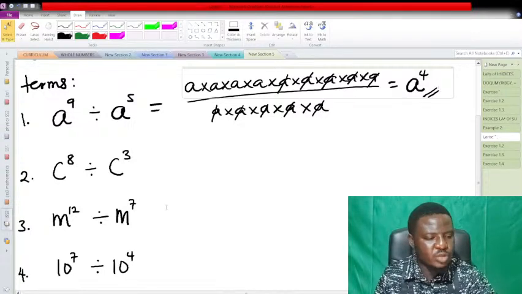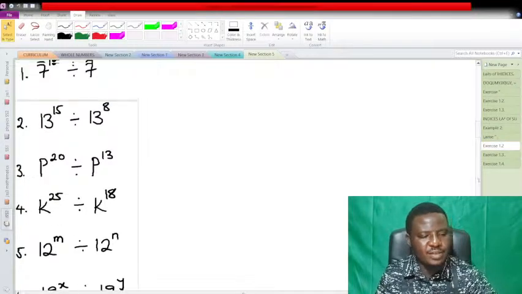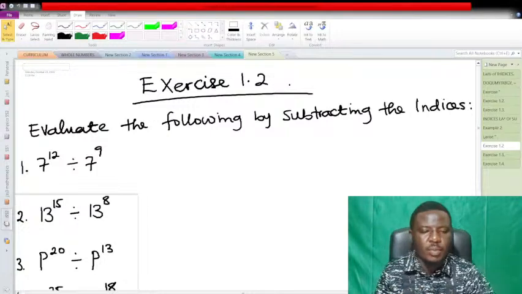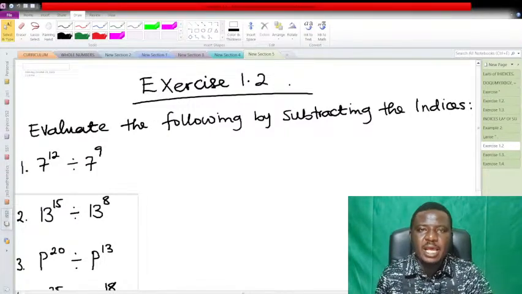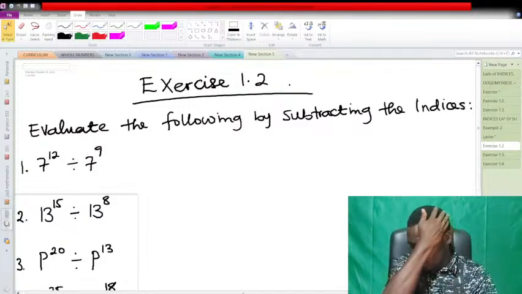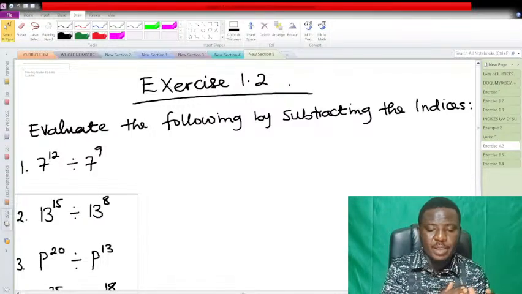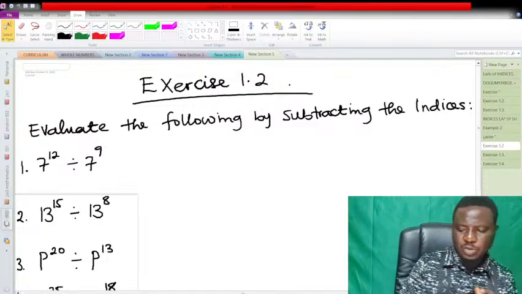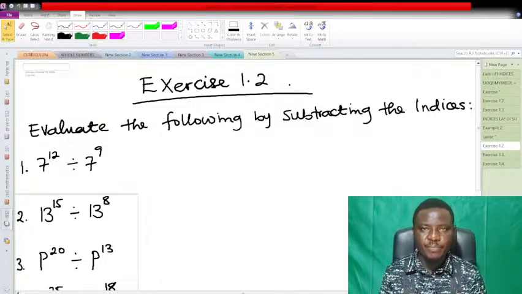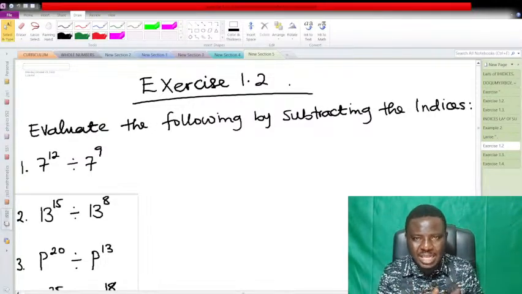So you can then move ahead to the next exercise. So you solve and let me have them. Okay, in exercise 1.2, we are asked to evaluate the following by subtracting the indices. Okay, now we have learned how to do that in the ordinary form. In this exercise, we are to evaluate it using the law we just learned this evening.